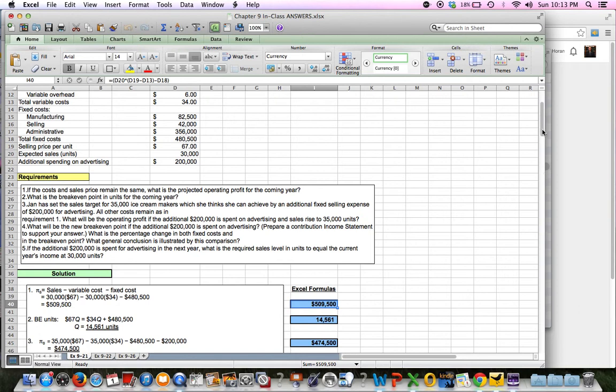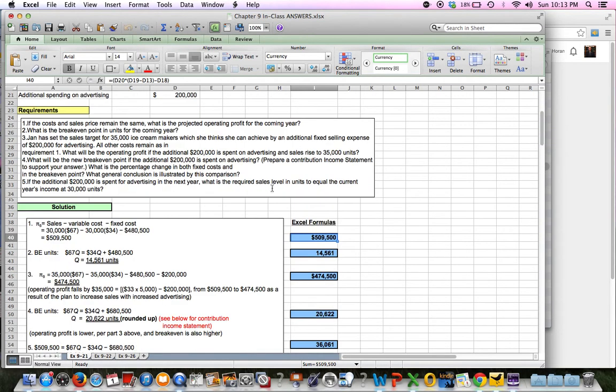My break even in units then is right here. My break even is basically, you take your $67 sales price, and it equals 34Q plus 480,500, with 34Q being my variable cost. You can see my break even in units is 14,561. Let's do the formula here, and let me show you that.